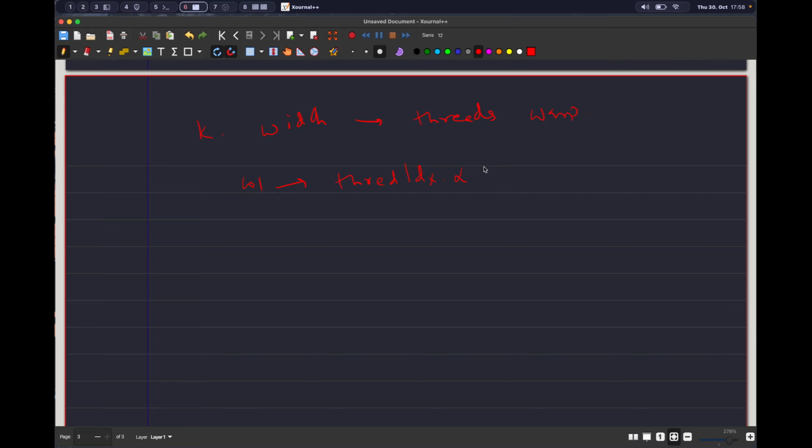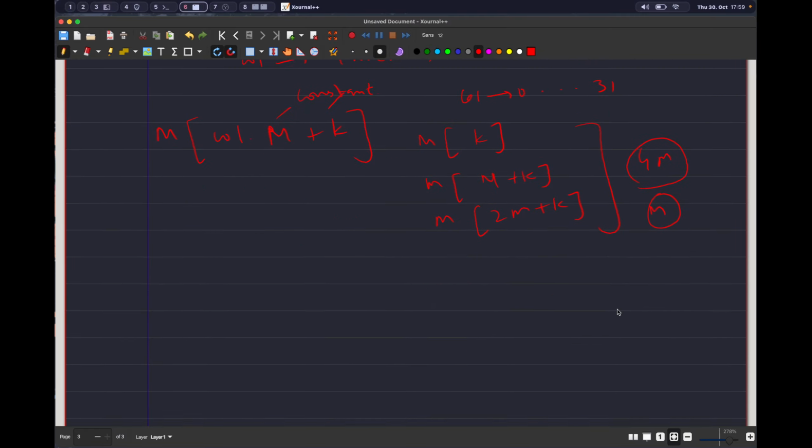Now, if instead we are accessing an index like column times m plus k. Again, k and m are constants. Now column will vary accordingly, so we will start from 0 and go to 31. The first thread will access k. The second one will access m plus k. The third one will access 2m plus k, and so on. So you will observe that all of these elements in the global memory are at a distance of m from each other. So these are not consecutive memory locations.